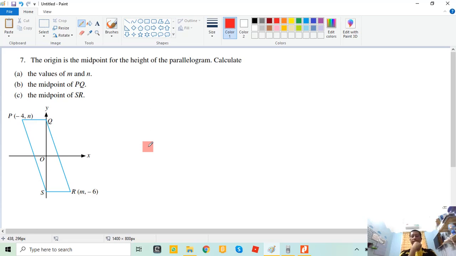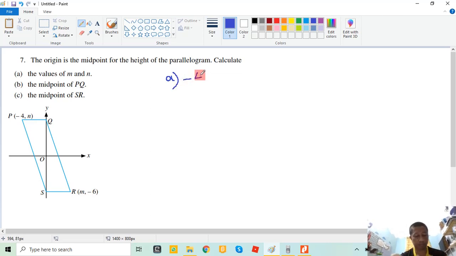So this question is same like question number 6, same thing. Okay. So we write the formula. We write here. Okay. So I start like this. Maybe I write here. Okay. So x1 plus x2. x1 is -4 plus x2. x2 is from point R, which is we don't know. So we write as m. X1 plus x2. So -4 plus m, and then divide 2.